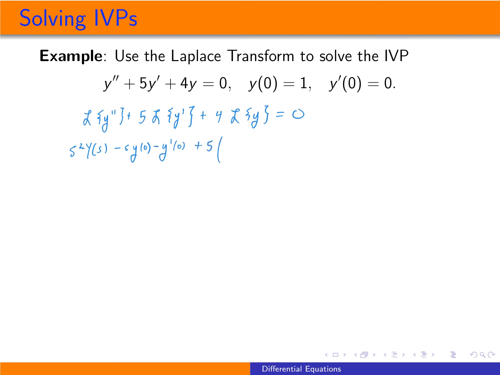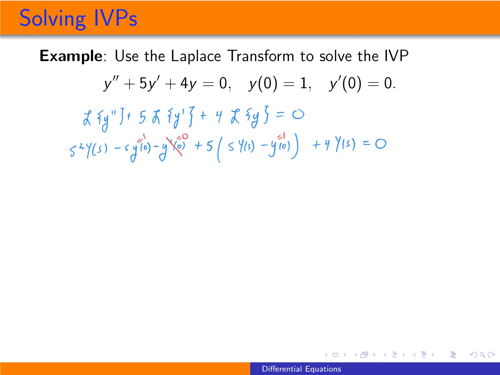And then we have 5 Laplace transforms of y prime. So that would be s big Y of s minus y of 0 plus 4 Laplace transforms of y equals 0. And then we go ahead and we substitute in our initial values. Y of 0 equals 1, and y prime of 0 equals 0. So I'm just going to cross that term off.